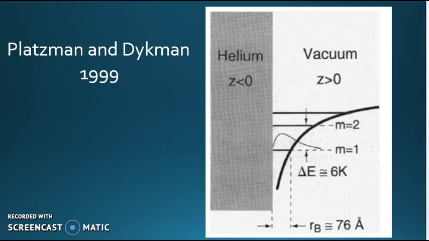In 1999, Platzman and Dykman proposed that electrons on superfluid helium could be a structure suitable for quantum computing. The 2 theorists realized that the electronic wave functions situated near the surface of the liquid helium are essentially hydrogenic states, governed by a Coulomb potential. These states are coupled to surface waves called Riplons.